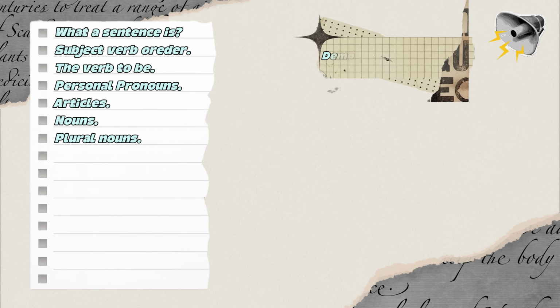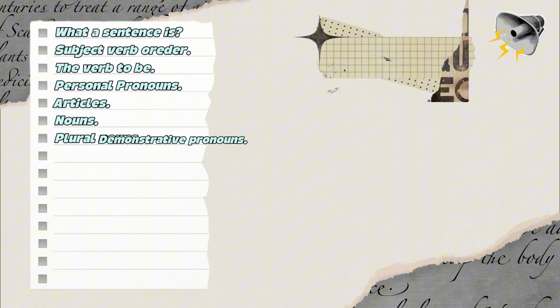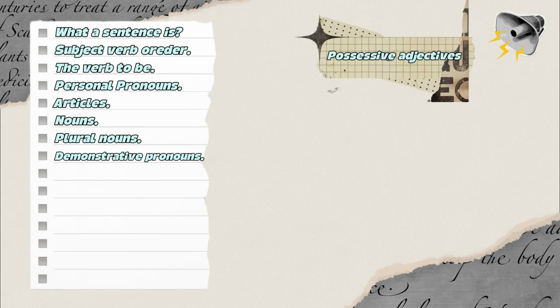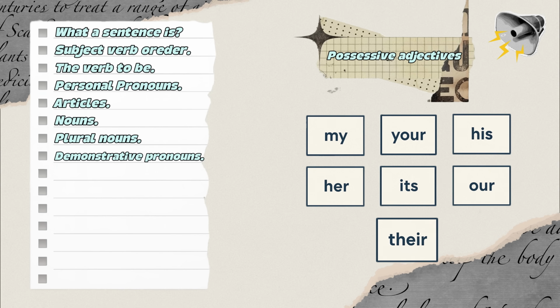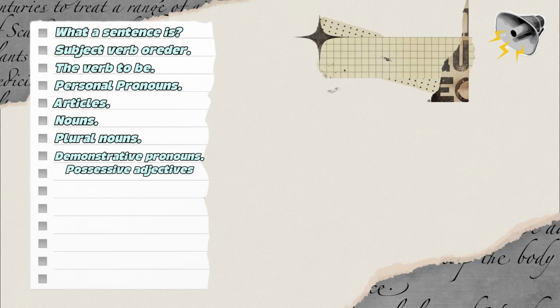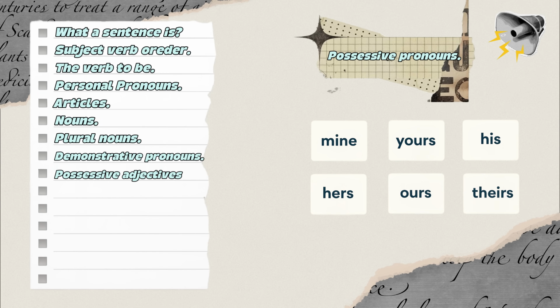Number 8. Demonstrative pronouns. Words like this, that, these, and those. Number 9. Possessive adjectives. Words like my, your, his, her, its, our, and their. Number 10. Possessive pronouns. Words like mine, yours, his, hers, ours, and theirs.